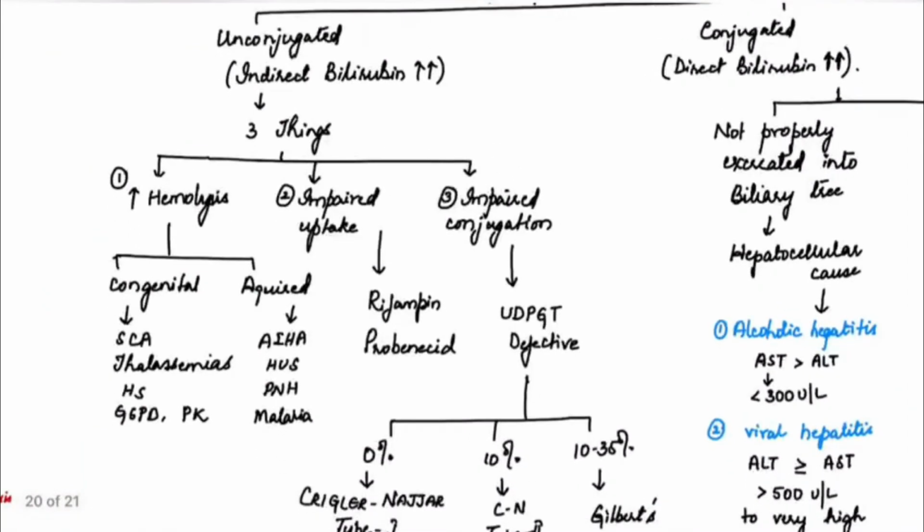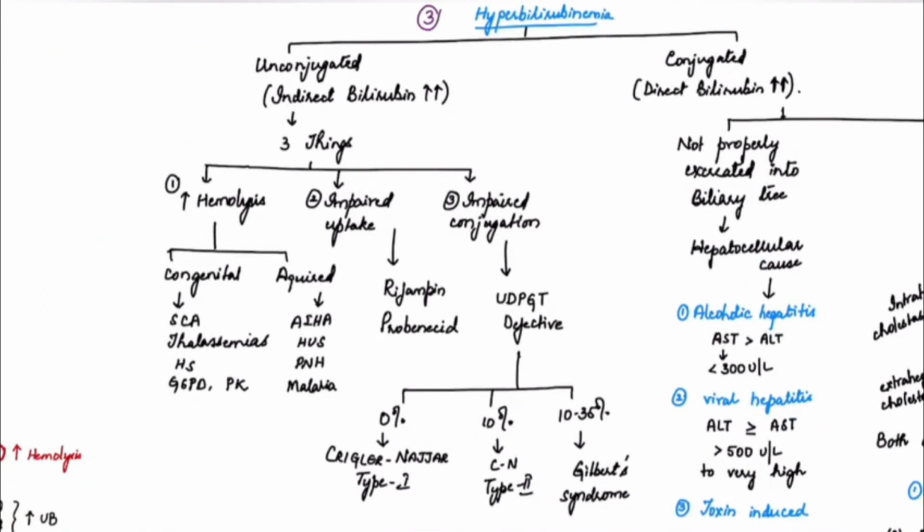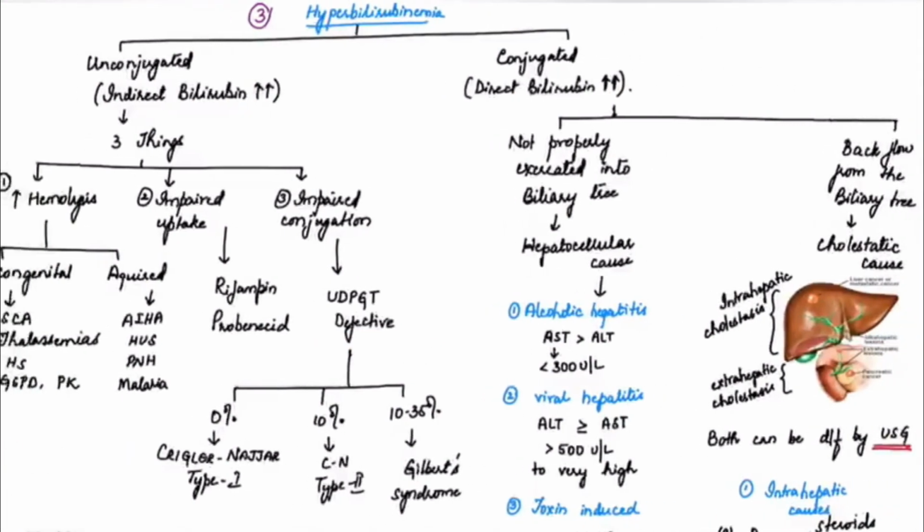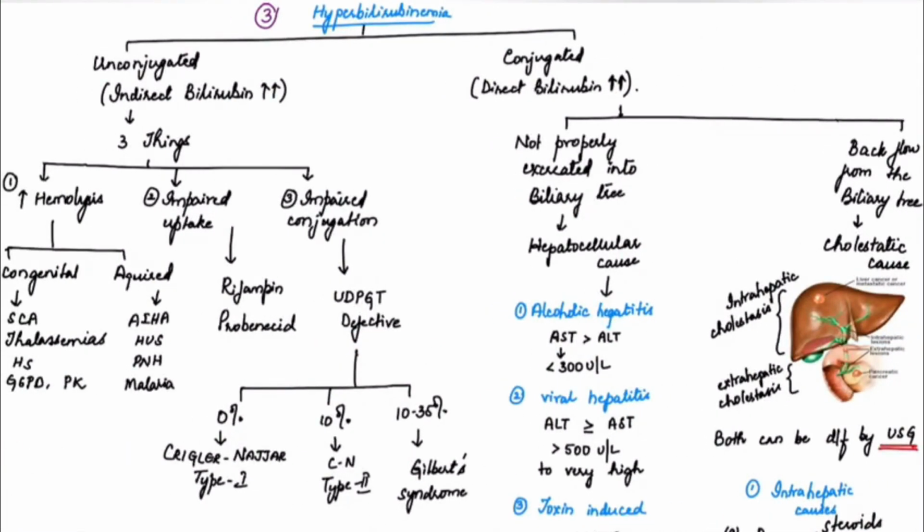Okay, now we'll look at hyperbilirubinemia. Whenever there is increased bilirubin, just look which fraction is increased. If the unconjugated part is increased or the conjugated part is increased. If the unconjugated part is increased, think about hemolysis or impaired uptake because of rifampicin or probenecid, or because of impaired conjugation where the enzyme is defective. Now, if the conjugated part is increased, then either it is because the conjugated bilirubin is not properly excreted into the biliary tract, that is known as the hepatocellular cause, or the part which is excreted is again flowing back because of obstruction known as cholestatic cause.